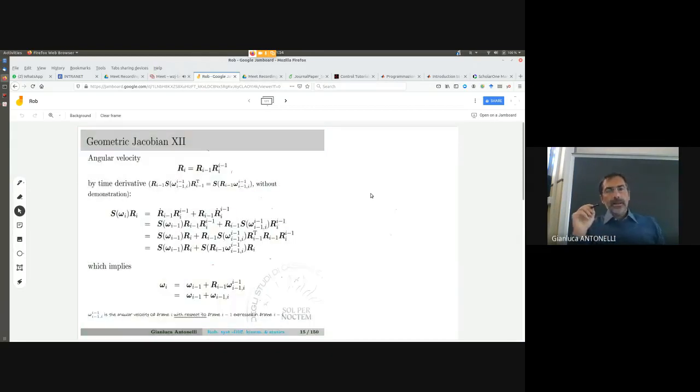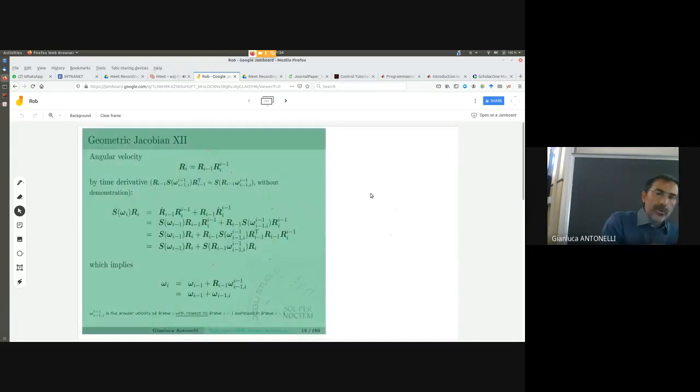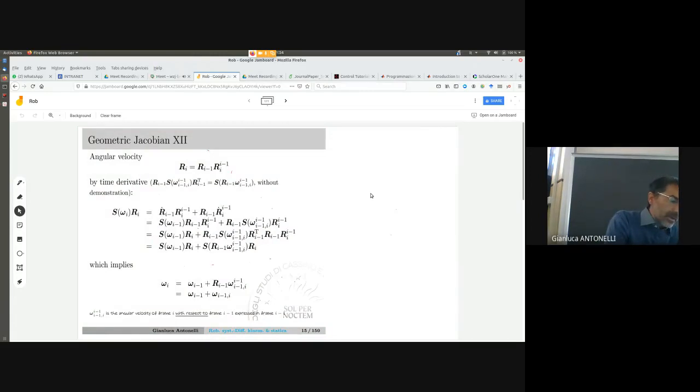So, without the demonstration, I just want to keep here the demonstration for completeness, but let us skip to the composition of the angular velocity. The angular velocity of frame I is equal to the angular velocity of frame I minus one plus the relative angular velocity of I with respect to I minus one. A composition, a sum of vectors.